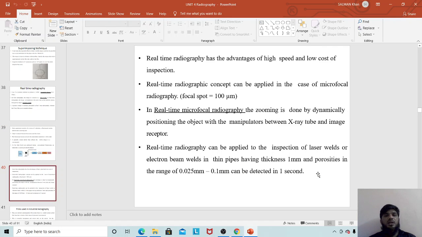Okay. So real-time radiography has the advantage of high-speed and low-speed inspection, meaning when you are moving faster or moving slower, we can obtain the image, whereas in stationary mode we can obtain it only when the object is stationary. The radiography concept can be applied to microfocal cases up to 100 microns. Okay. In real-time microfocal radiography, the zooming is done by dynamic positioning of the object in manipulators between the X-rays and the images. We can manipulate the objects.